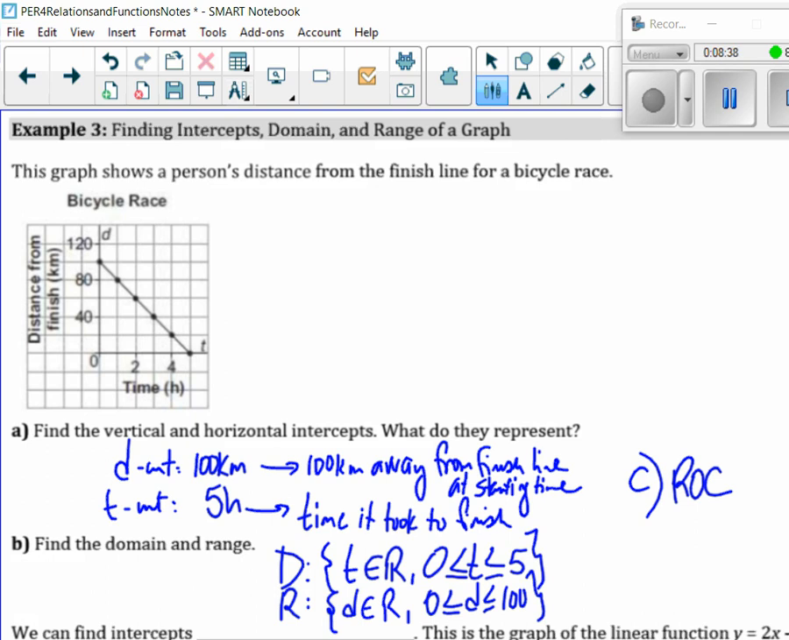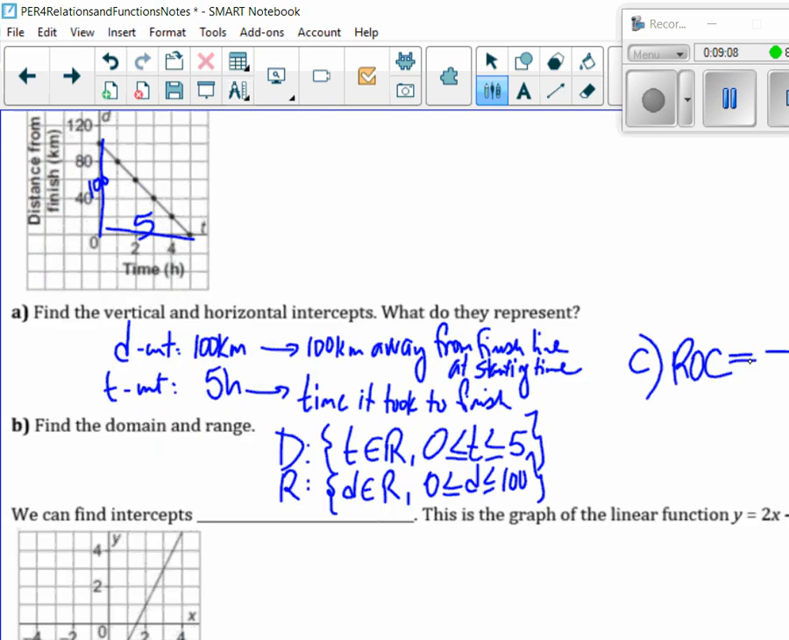Okay, and what is my rate of change equal to? So, but it's minus, right? Yeah. So this is minus 20 kilometers per hour. And how did we get that? You could measure this. This is 100. This is 5. And I divided it, right? And I got 20. And because it's going down to the right, it's negative, right? You don't have to show any work. You can just give me the answer, right? Any questions there? Okay, continuing on.